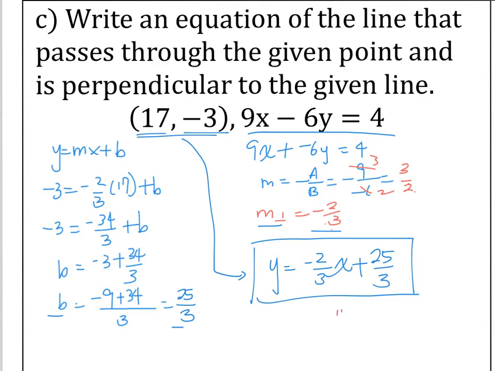So 17 times negative 2/3 gives you negative 34 over 3. Negative 34 over 3 plus 25 over 3 gives you negative 9 over 3, and that equals negative 3, which is your y value. So check. This is the right equation that is perpendicular to the given line.